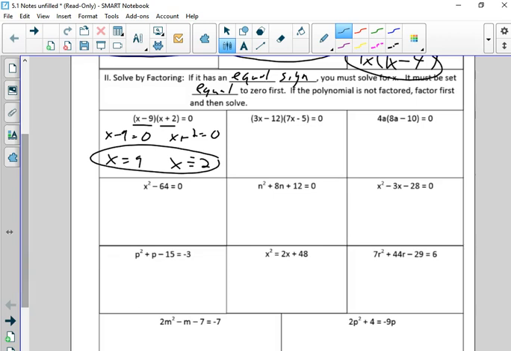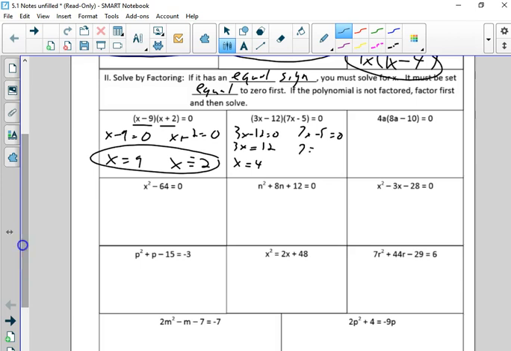That's it. So we're going to factor just like we've done before. There's just one more step. Set each parentheses equal to 0. Actually, we'll do this one. So 3x minus 12 equals 0, and 7x minus 5 equals 0, because we're going to get fractions, and that's okay. First step is to add 12. 3x equals 12. Divide by 3. X equals 4.